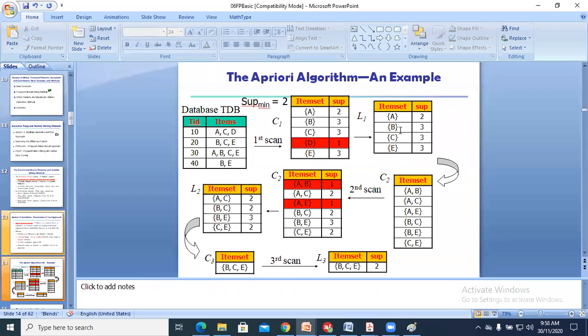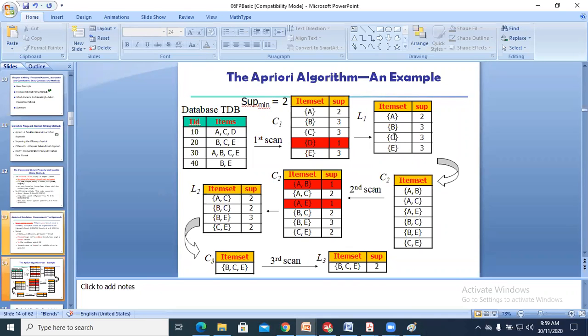So we have AC and we have AE. So we have AB, AC, and AE. And then we have BA, but order is not important because AB is already available. So AB and BA are the same. So we will just have BC and BE.